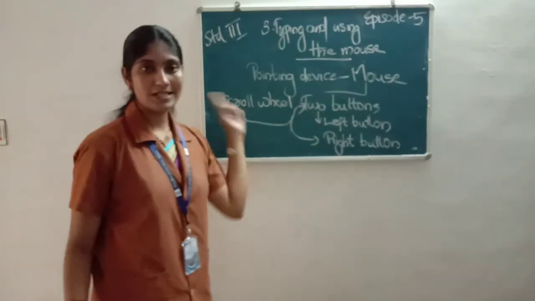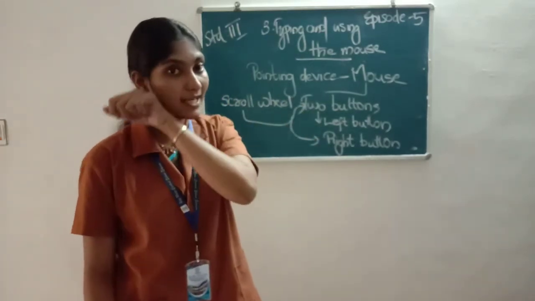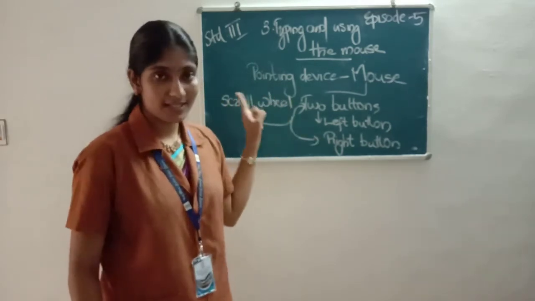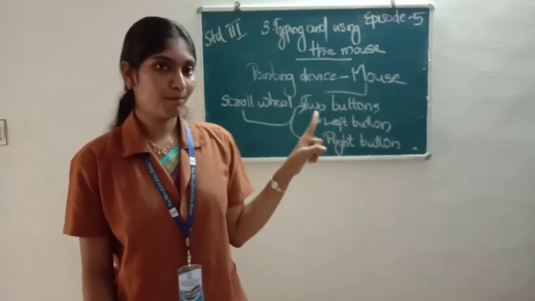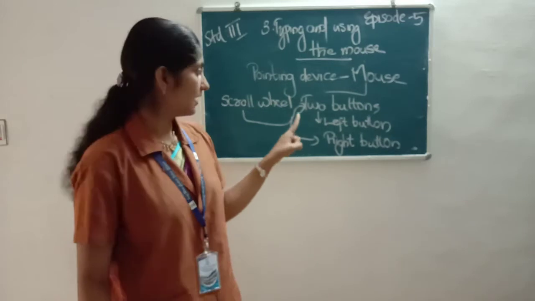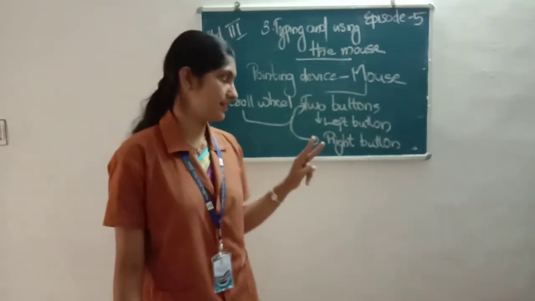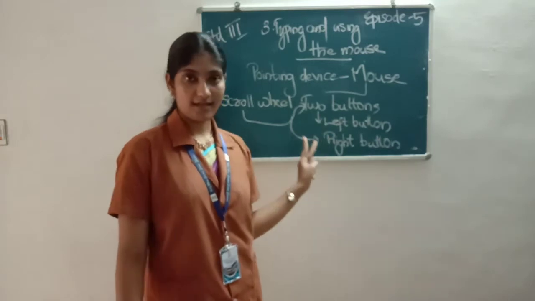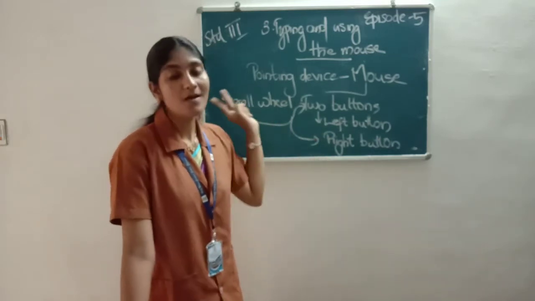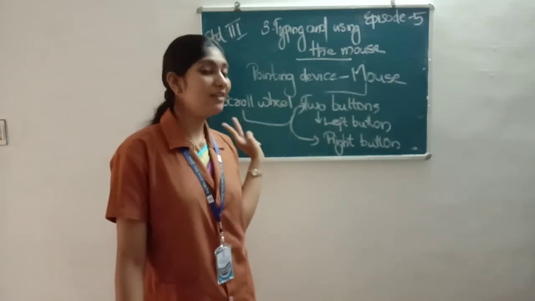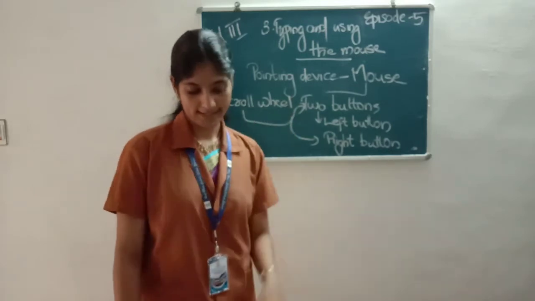Okay. So mouse is which type of device? We know it is an input device, and also we can say that mouse is a pointing device. Then how many buttons are there in a mouse? There are 2 buttons. What are they? Left button and right button. Also there is a scroll wheel in between those 2 buttons.